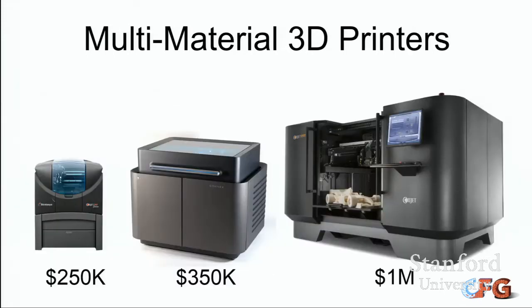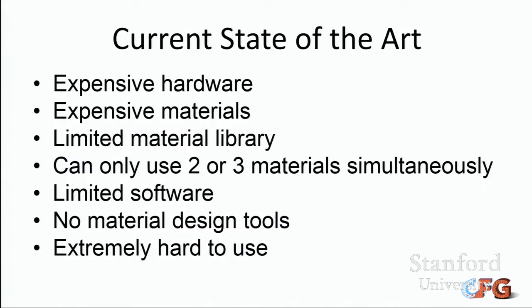There are a number of different multi-material 3D printers on the market these days. Both 3D Systems and Stratasys have serious lines of these printers. Just to summarize the current state of the art, this hardware is extremely expensive. The underlying materials that people use are also extremely expensive. The material library is relatively small. These printers can use 2 to 3 materials simultaneously, so not more than 2 or 3. The software is in a pretty miserable state. Very, very limited software tools. There are really no material design tools, and everything as a system is very, very hard to use.